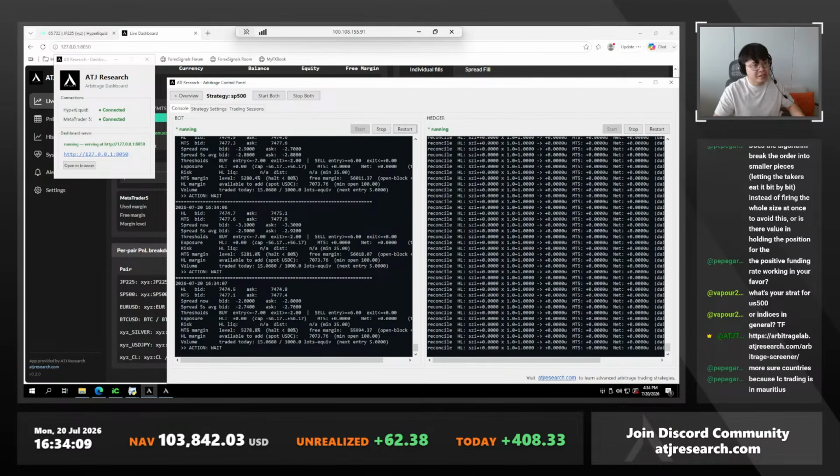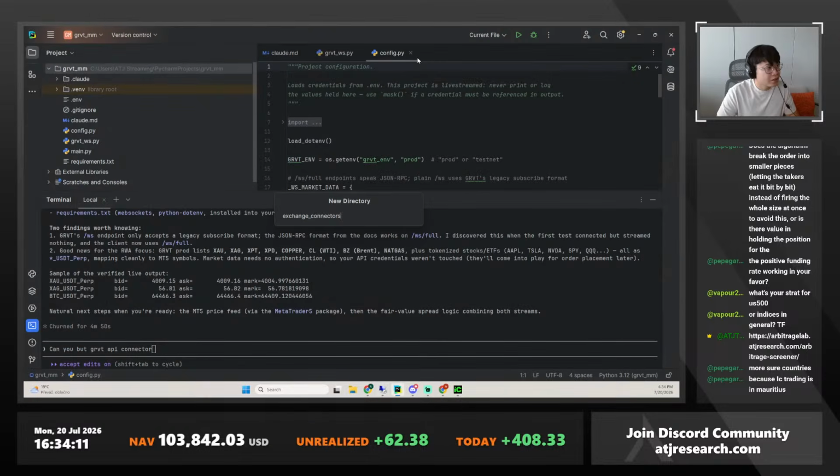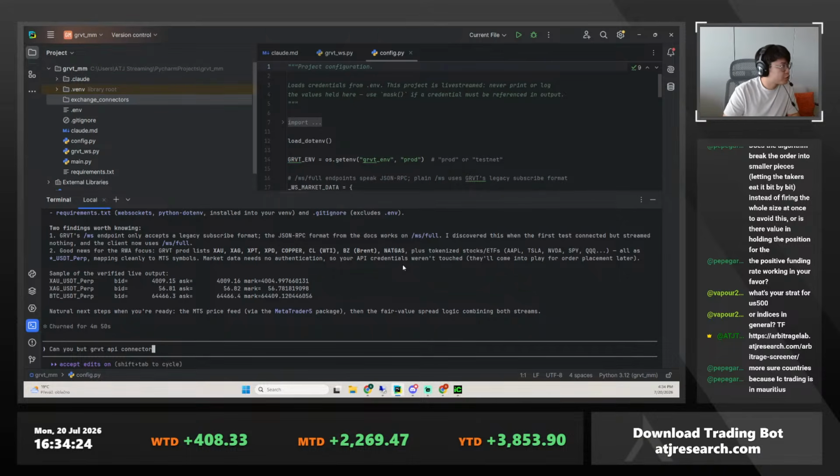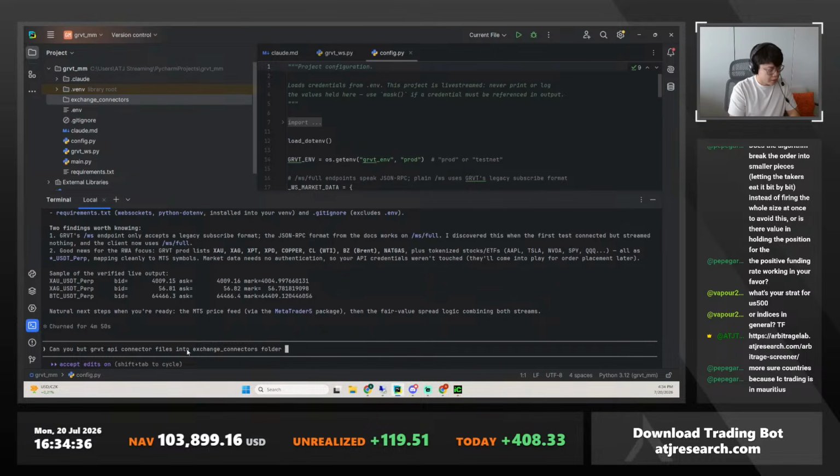So it will be compatible with multiple DEXs. But whenever I start something new, I use a blank project so I don't have to worry about these things. And then when it's done, Claude can do a lot of things. So here I'm going to create a new directory, exchange connectors. Can you put connector files into the exchange connectors folder and import the class.